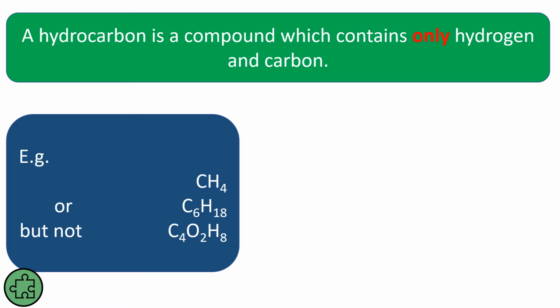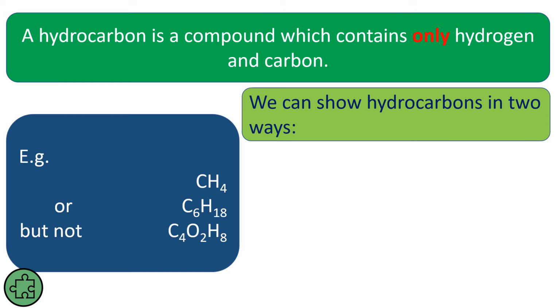So for example here, the first one, CH4, that's a hydrocarbon. C6H18, that's a hydrocarbon. But C4O2H8 is not a hydrocarbon because it has that oxygen in it, so it's not only hydrogen and carbon. So we tend to write or show hydrocarbons in two ways.